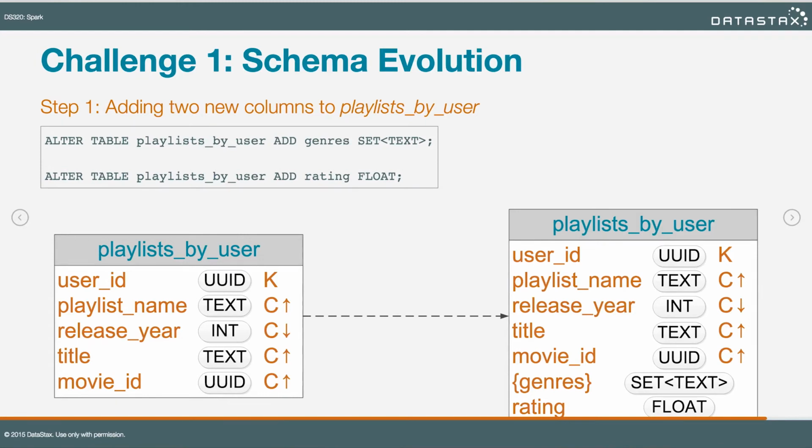So we're going to add a couple of columns to our table definition. We'll run the alter table statements, which you see here, to change the metadata. We're altering playlist by user. We're going to add a column called genres, which is a set of strings, and a rating, which is a float. So genres and rating are things that are in our movie tables. We'd like to bring those into the playlist as well.